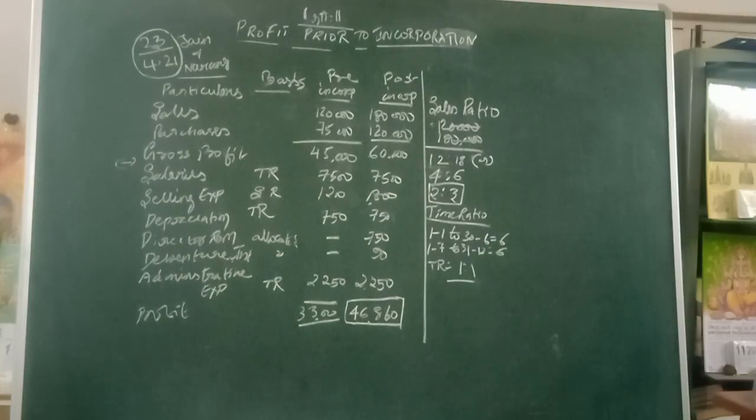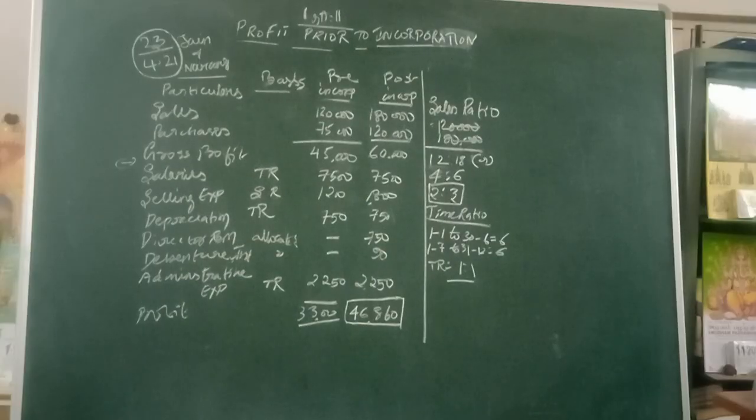Another one is administrative expenses. Any amount of administrative expense, miscellaneous expense, general expenses, all those things are apportioned on the basis of time ratio. Here the time ratio is equal. So the amount of administrative expenses is equally taken for both the periods, 2,250, 2,250. That is 4,500 bifurcated equally for pre and post incorporation period. Then, as we ascertained, gross profit minus expenses, the balance is the final profit.